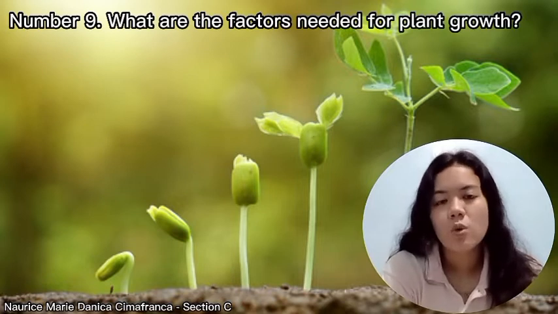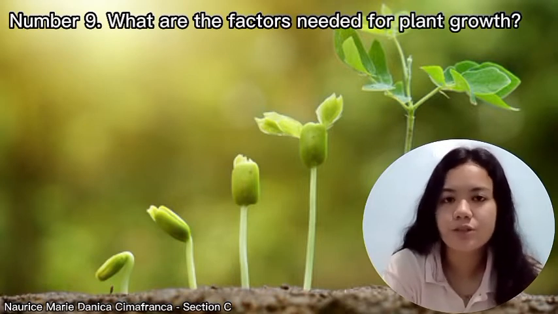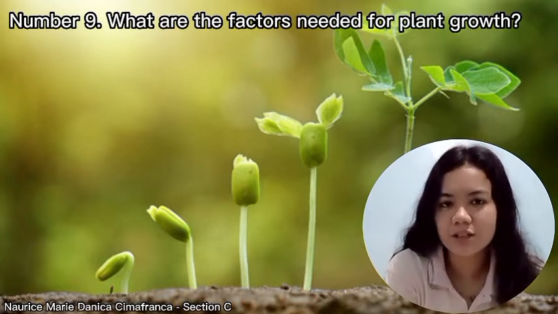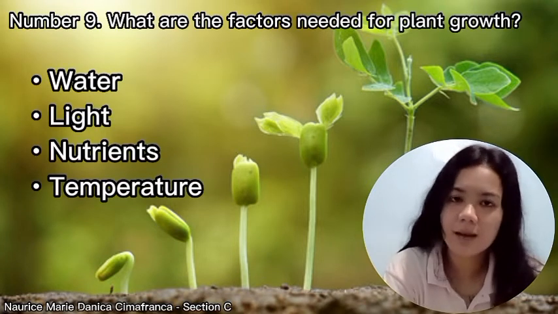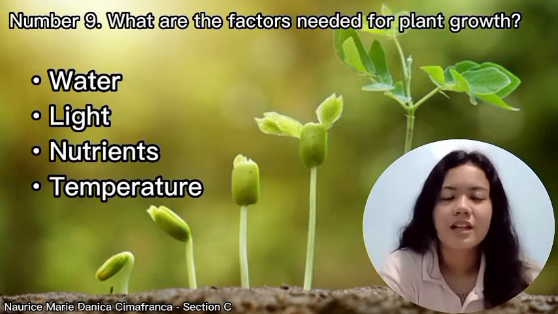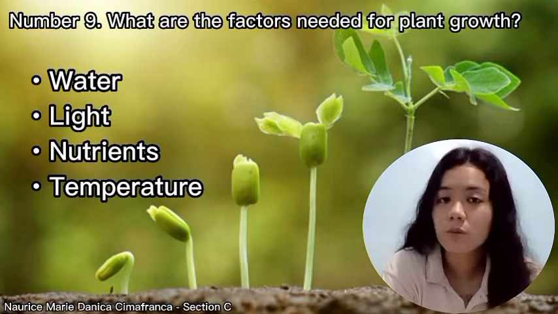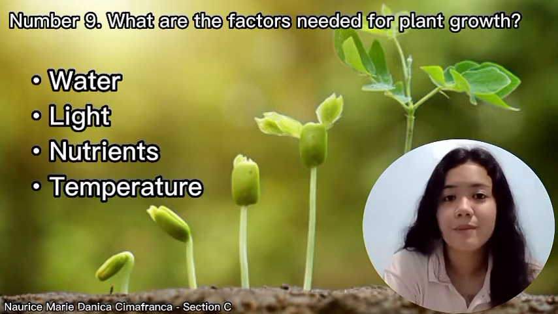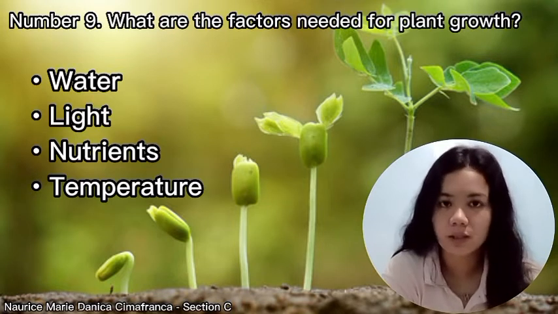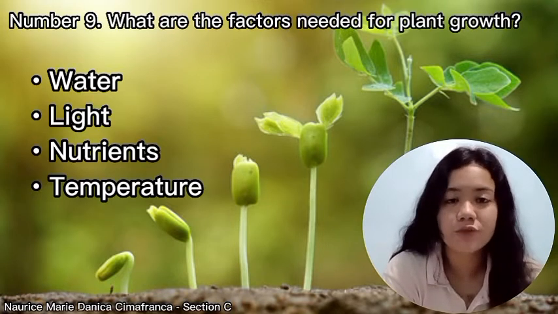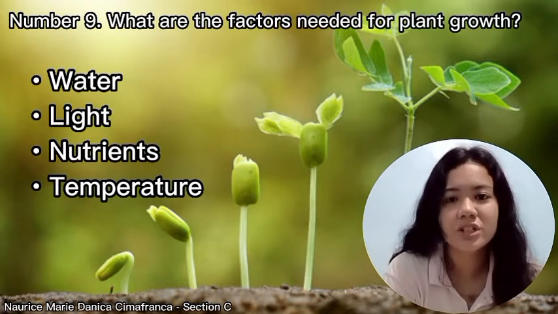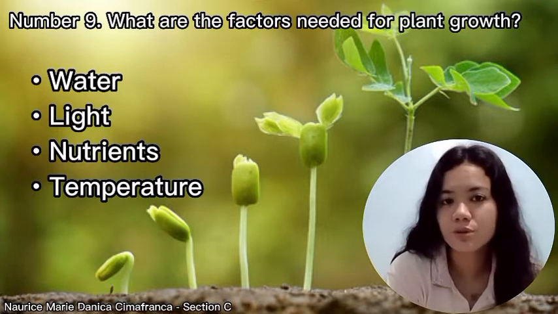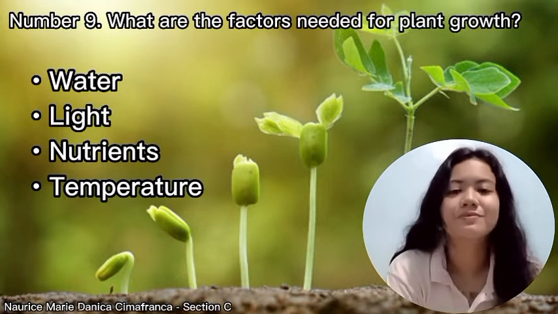Number 9. What are the factors needed for plant growth? The factors that can affect plant growth include water, light, nutrients, and temperature. These factors affect the growth hormones of the plant, which will either make the plant grow quickly or slowly. Making changes to any of these 4 things can cause stress to the plant, which in turn can change or improve the growth, either of the 2.